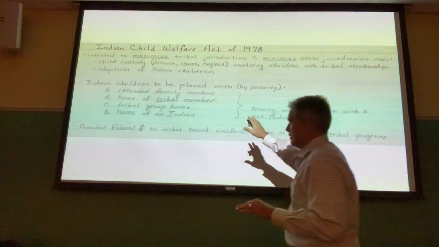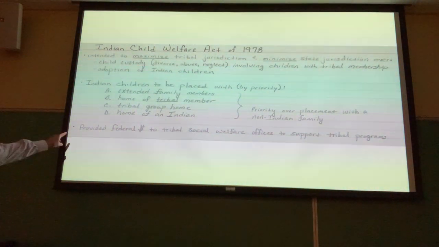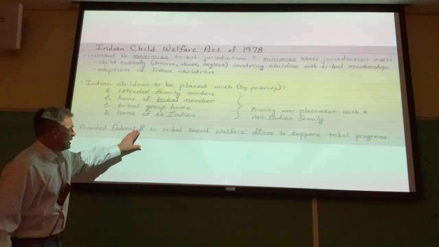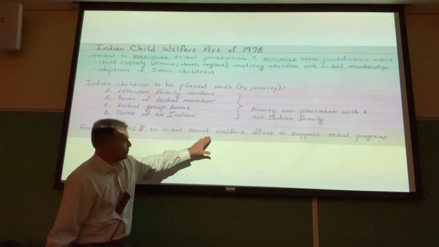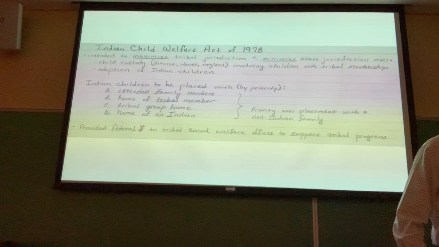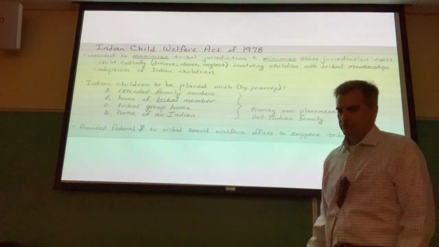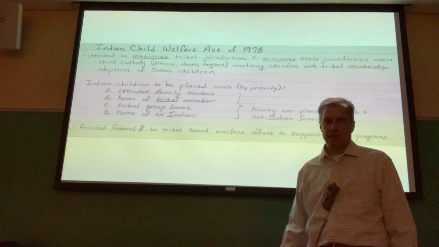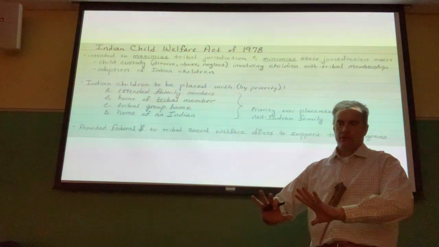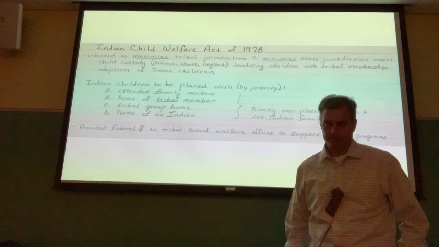So the whole idea is that, and there was federal money to go with it. This provided federal funding to tribal social welfare offices to support these tribal-oriented programs. The idea was that Native Americans would not be eventually eliminated through adoption or through intermarriage, that sort of thing.